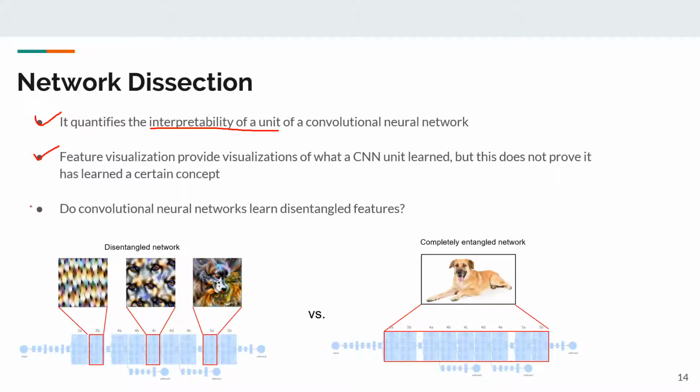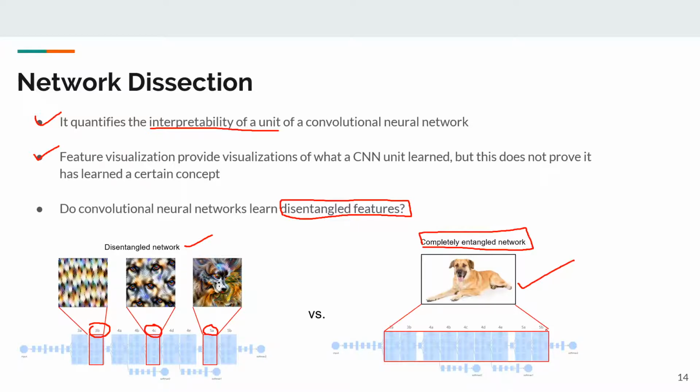The network dissection method relies on a big hypothesis, which is that units of a neural network, such as convolutional channels, learn disentangled concepts. Disentangled features mean that individual network units detect specific real-world concepts. For example, convolutional layer 3B might detect dog heads, layer 4C dog eyes, and layer 5A dog snouts. The opposite of a disentangled network is a completely entangled network in which, for example, there will be no individual unit for dog snouts. All units will contribute to the recognition of a dog. Disentangled features imply that the network is highly interpretable.